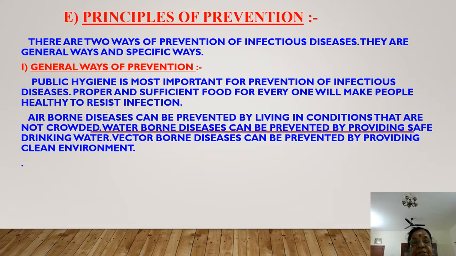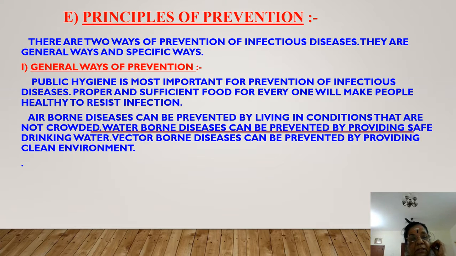And proper and sufficient food for everyone will make people healthy to resist infection. Airborne disease can be prevented by living in conditions that are not crowded. Waterborne disease can be prevented by providing safe drinking water, and vector-borne disease can be prevented by providing a clean environment.